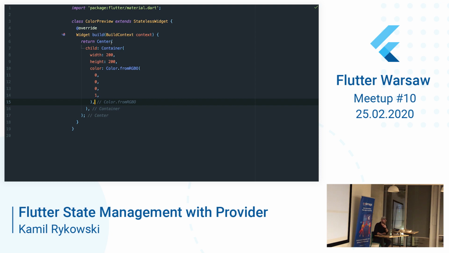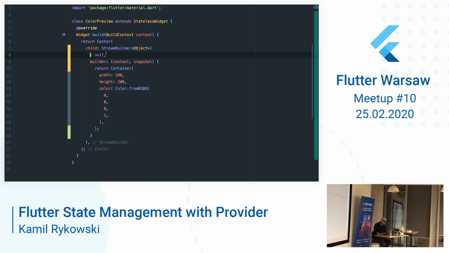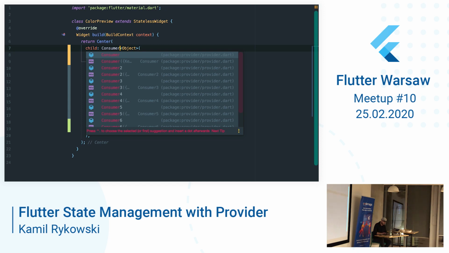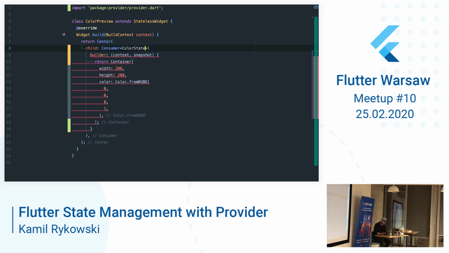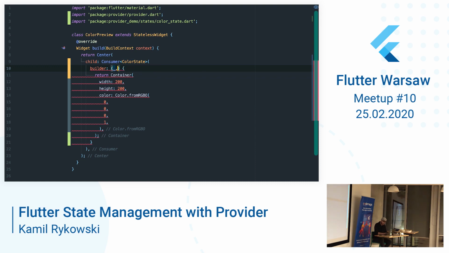So here to consume the state, I will use a second approach, because in provider we have two approaches for consuming state. We have this Provider of class and providing the context, but we also have a dedicated widget for it. So I will click here, wrap with StreamBuilder, but it's not a StreamBuilder. That's a Consumer. Consumer of the ColorState. Yeah, oh, it works. Cool. And the Consumer is a builder which takes the context, my state, and the child.